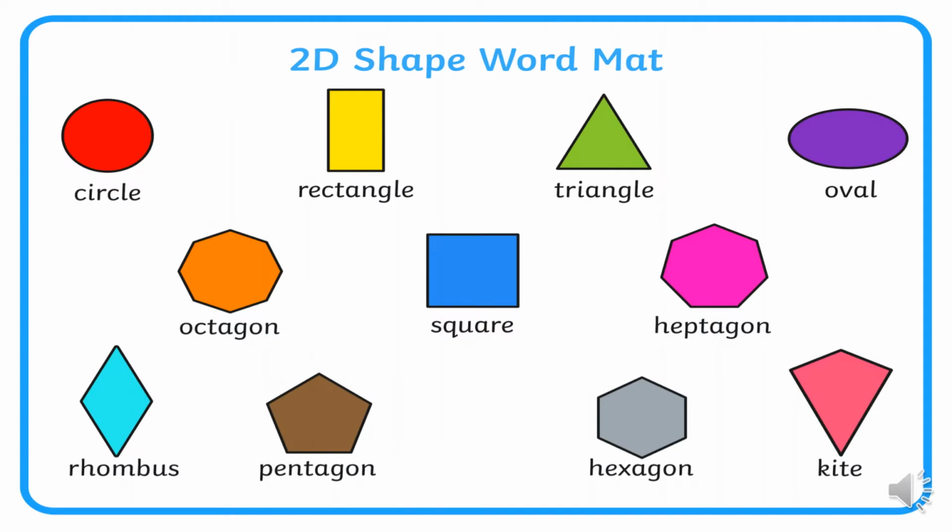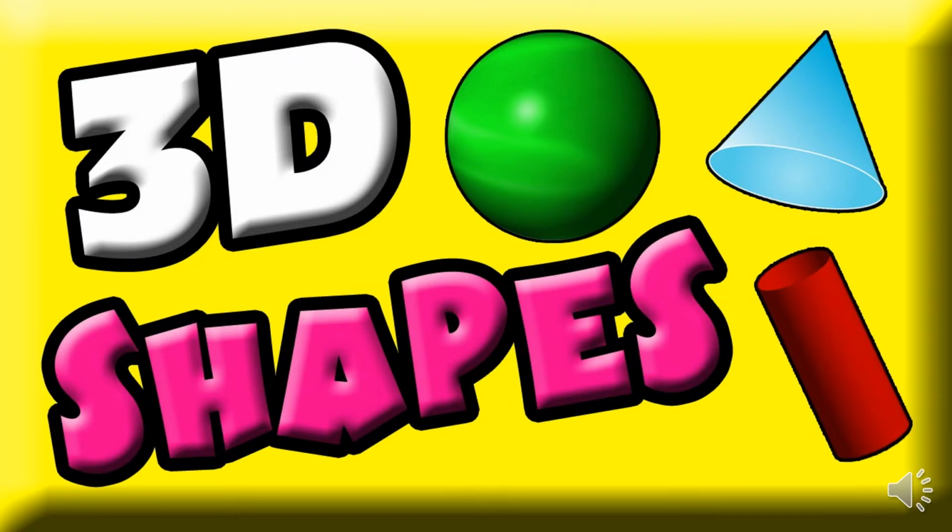So have a look here at the shape word map. We were having a look at all of these 2D shapes last week. Can you remember their names? Pause the video for a bit and discuss their properties. Can you remember how many sides they have? Can you remember how many vertices they have? So today and this week we are exploring 3D shapes. Now you might already know of some 3D shapes.